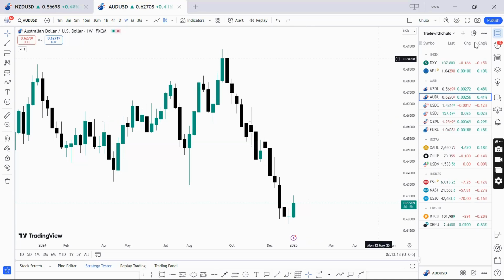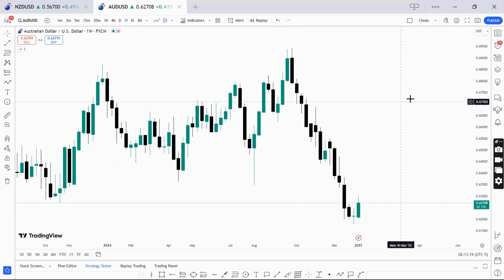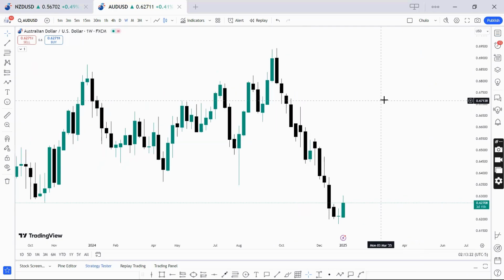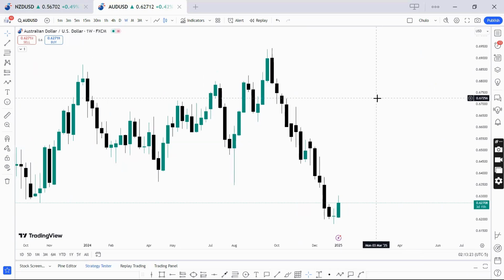Now, this is a weekly chart on AUD USD. I want this to be a very interactive session, so it's not just only me talking. If there is something you want to say, you can always say it so other people will learn. If you have any question, you can ask your question so other people will learn as well.